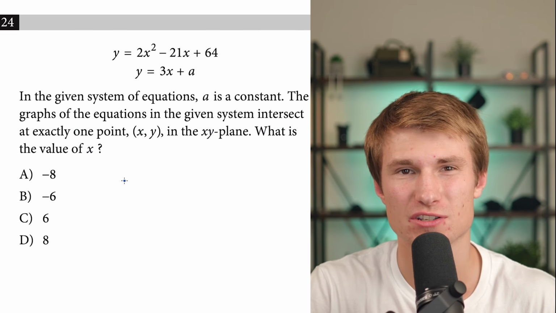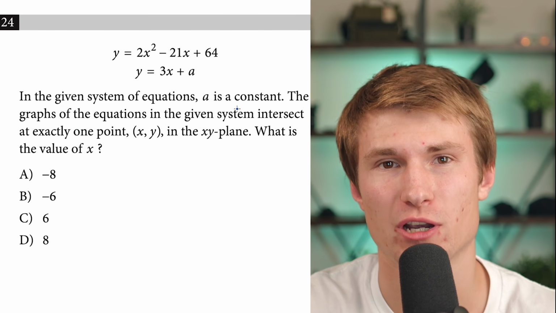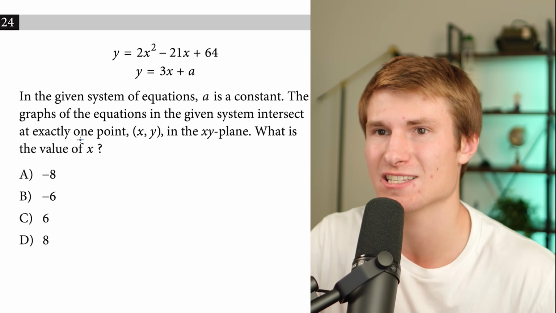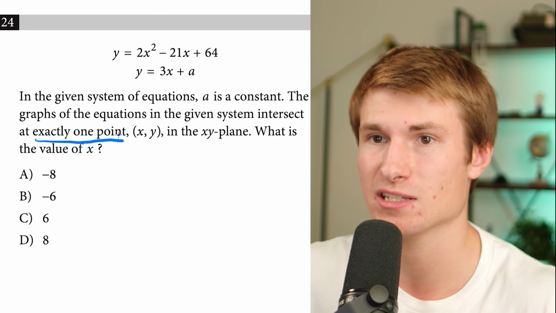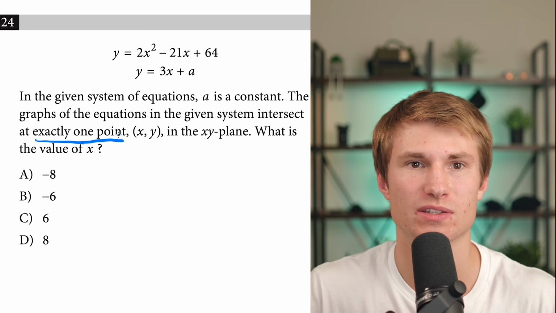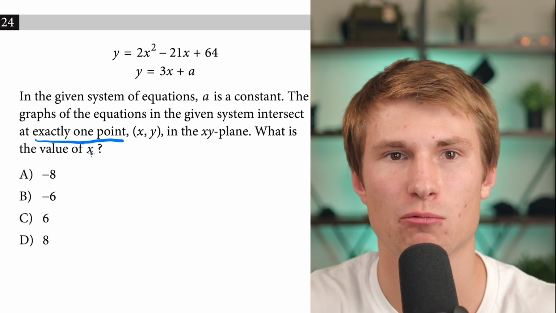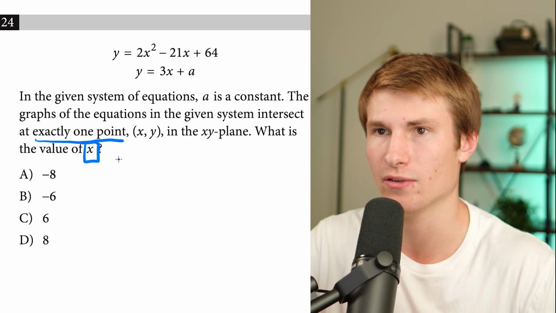Here's how to efficiently solve this difficult SAT math problem. Question 24 states, in the given system of equations, A is a constant. The graph of the equations in the given system intersect at exactly 1 point. Anytime you're told that a system intersects at exactly 1 point or exactly 2 points, or that it never intersects, pay close attention to that. In the xy-plane, what is the value of x? Always pay close attention to what you're asked to answer with as well. In this case, it is the value of x.